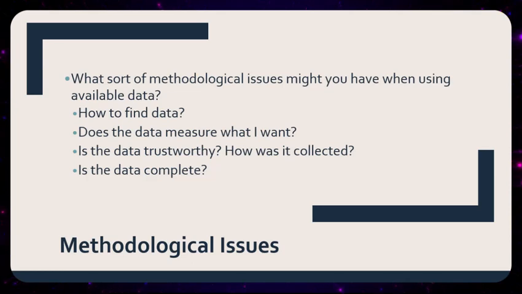Well, the issues we have with available data are that we have to be able to find the data we're looking for. We can't make it ourselves necessarily, so we have to find it. And then, even if we find it, we have to check: does it measure what we want it to measure? Are we able to have good measurement validity with this data? We also have to check if the data is trustworthy. If we're using someone else's survey data, one, is it measuring what we want it to measure? And two, can we trust that it's been collected and analyzed appropriately? And we have to ask, is this data set complete, or is there something missing?